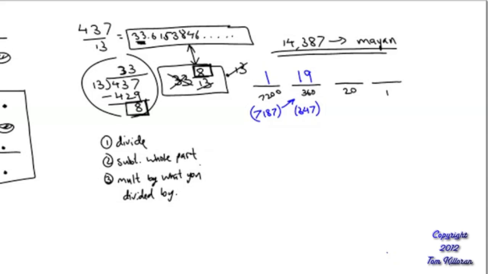347. What do I do with the 347? Well, I divide by 20. So divide that by 20 and you get 17. That's the number I care about. What do I do with the 17? Minus 17, equals, and multiply that answer by 20 and you get 7.